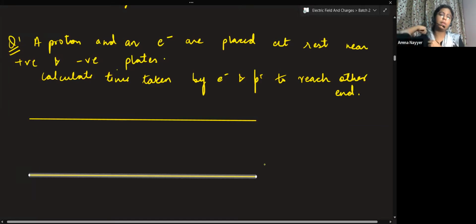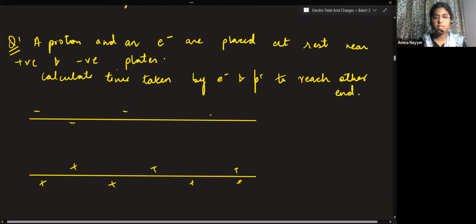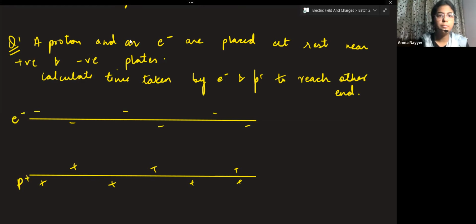These are the two plates that are given. So one is positively charged, the other one is negatively charged. So the electron is here, the proton is here. Now see what is meant by the question.